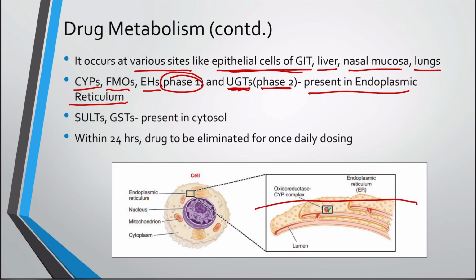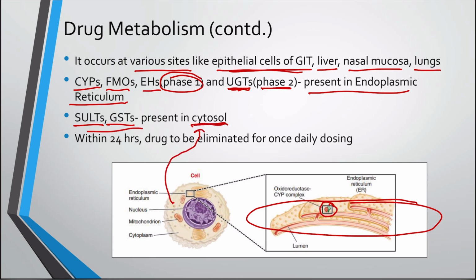As you can see here, this is a magnified image of the endoplasmic reticulum, and here you can see the cytochrome enzyme projecting out from the endoplasmic reticulum, that is, it is projecting outside the lumen. We have other enzymes like sulfotransferases and glutathione S transferases, which are present in the cytosol of the cell. So in the cytosol we have these two phase 2 enzymes, and the phase 1 enzymes are present on the endoplasmic reticulum. Apart from the phase 1 enzymes, one phase 2 enzyme also present in the endoplasmic reticulum is the UGT, that is UDP glucuronosyl transferase.